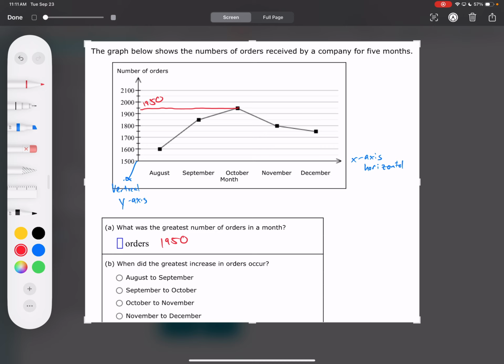When did the greatest increase in orders occur? So this is when did the line go up the biggest from one month to the next month. I would say it's this one, right? This one looks like it goes up higher than this one. This one kind of looks a little sideways. So I would say it's that one. So it would be August to September.